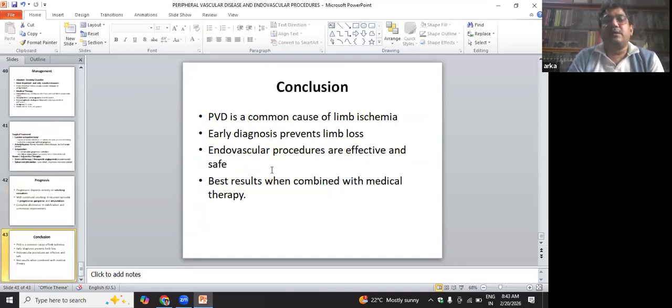So, in conclusion, peripheral vascular disease is a common cause of limb ischemia. Early diagnosis prevents limb loss. Endovascular procedures are effective and safe, but give the best result when combined with medical therapy and lifestyle modification. Thanks.